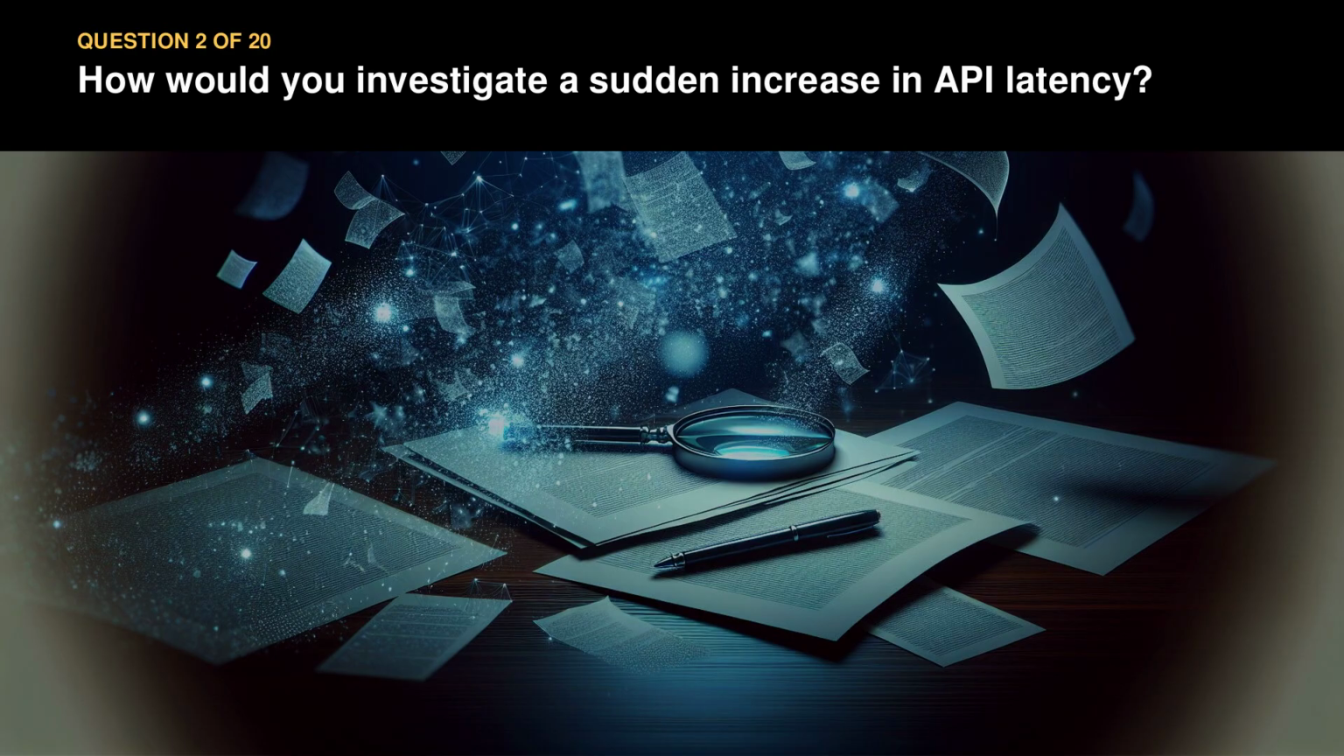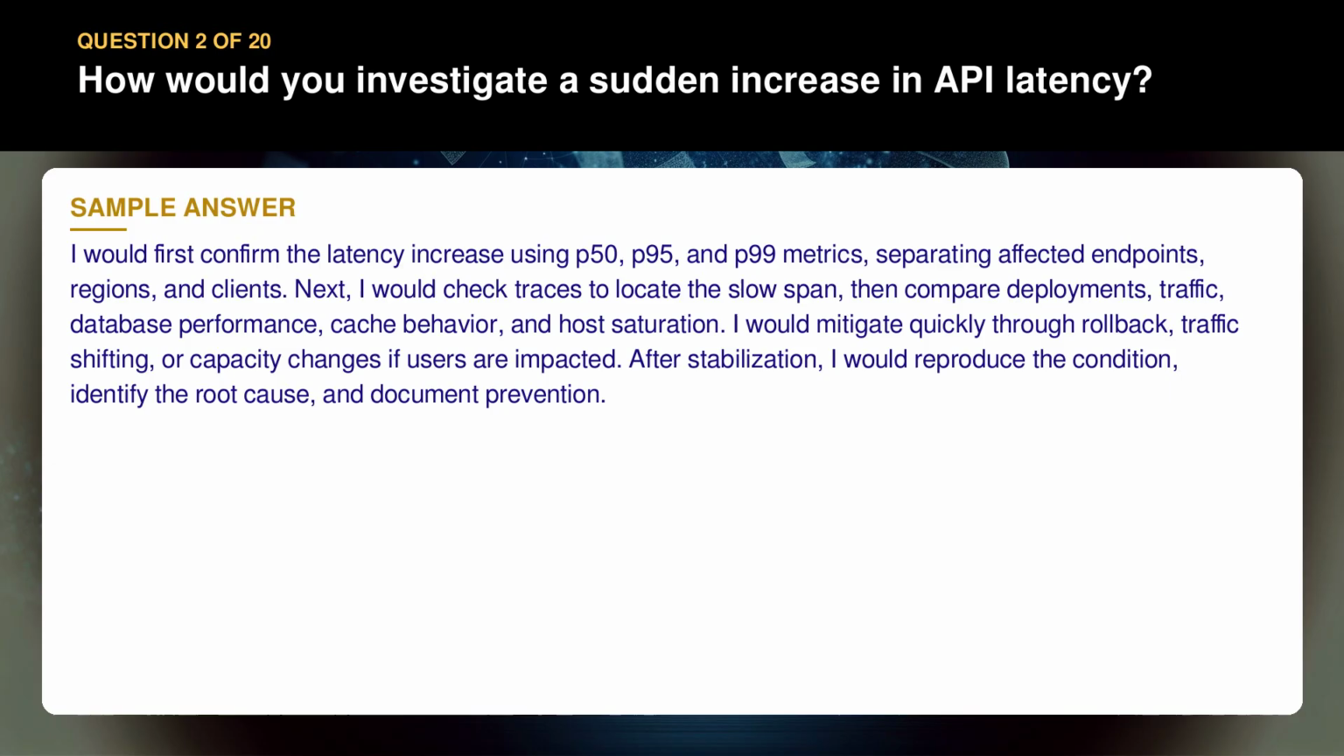Question 2. How would you investigate a sudden increase in API latency? I would first confirm the latency increase using P50, P95, and P99 metrics, separating affected endpoints, regions, and clients. Next, I would check traces to locate the slow span, then compare deployments, traffic, database performance, cache behavior, and host saturation. I would mitigate quickly through rollback, traffic shifting, or capacity changes if users are impacted.